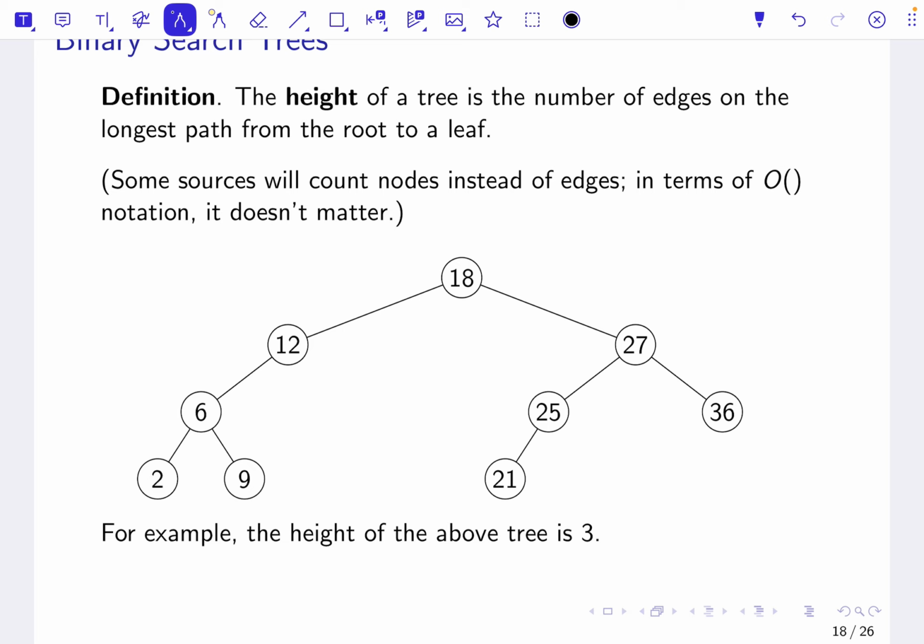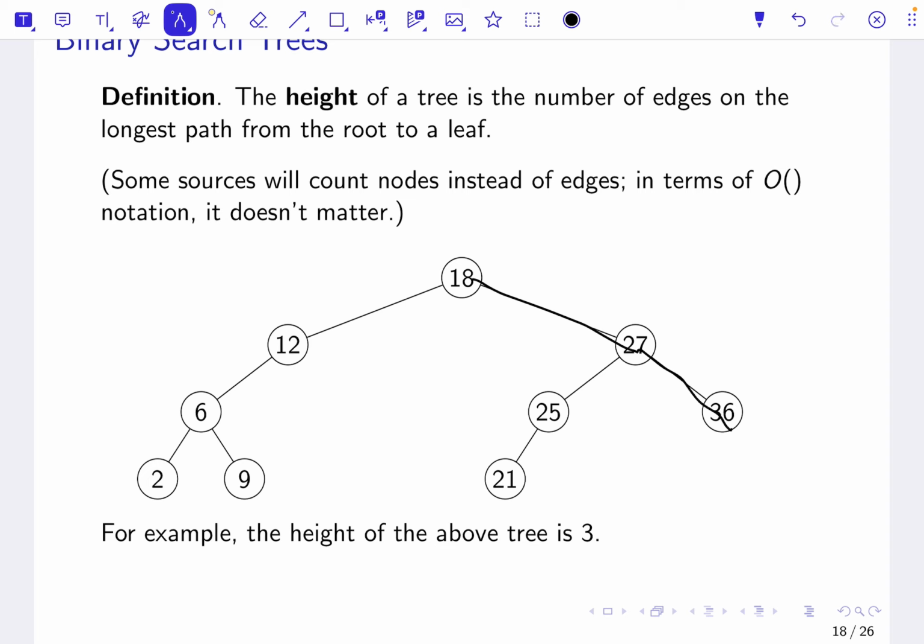As an example, in this tree, I see 2 longest paths from root to leaf, starting from 18 going like this. It's the longest path from a root to a leaf. And this one is just as long as the one I saw before. I guess there's another one that goes to 9.